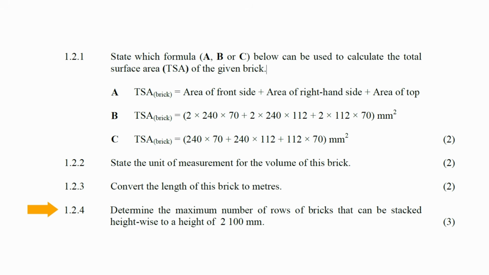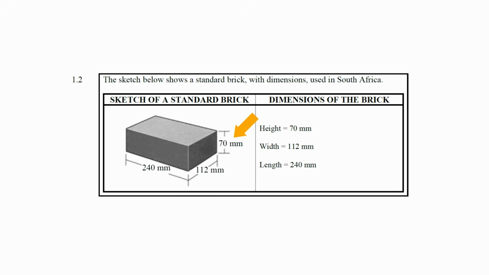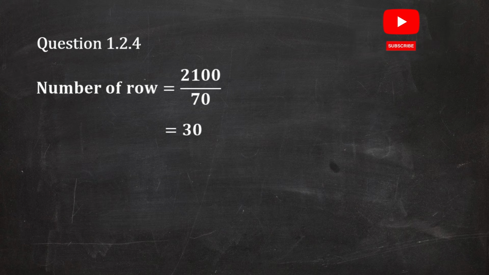In question 1.2.4, you have to determine the maximum number of rows of bricks that can be stacked height-wise to a height of 2100 millimeters. The maximum number of rows is 2100 millimeters divided by 70 millimeters, and this equals 30 rows.